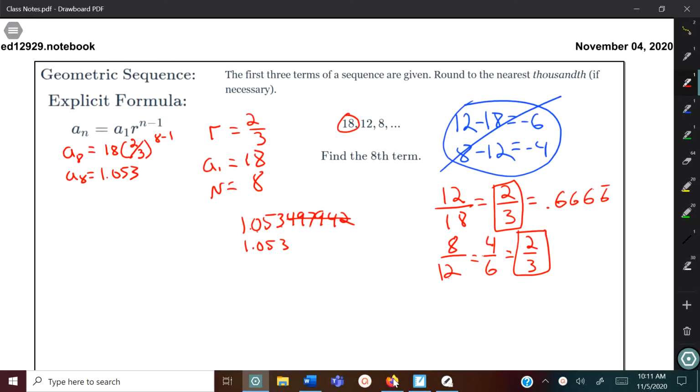So this is how you work out a geometric sequence with an explicit formula. Remember to make sure you find everything you need, the first term, common ratio, and your nth term, and just plug them in and type it into the calculator.